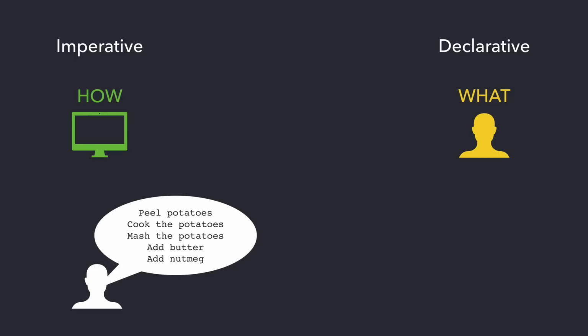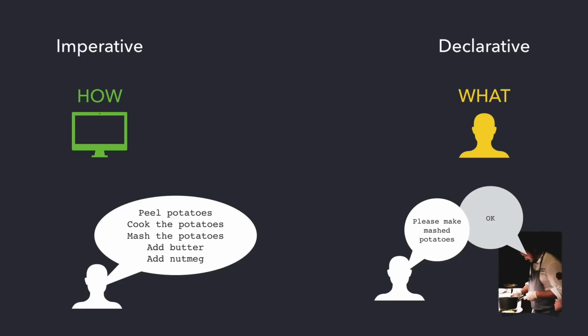So in an imperative way, what we would do is to give a very detailed instruction of how mashed potatoes are made. So first we peel the potatoes, then we cook the potatoes, then we mash the potatoes, and then we add butter and maybe also nutmeg. So this is the imperative way of doing things. So in a declarative way, what we would do is maybe asking a chef, please make mashed potatoes. And the chef says, okay, here you are.